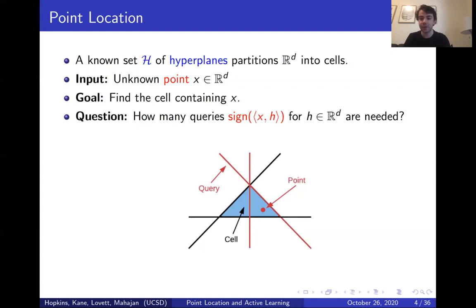And so our goal here is to make as few queries as possible to learn what cell the point is in. So here we could query the left one and the bottom one, and now we've queried the bounding hyperplanes of the cell. So we've learned that the point is here in the triangle in the middle.